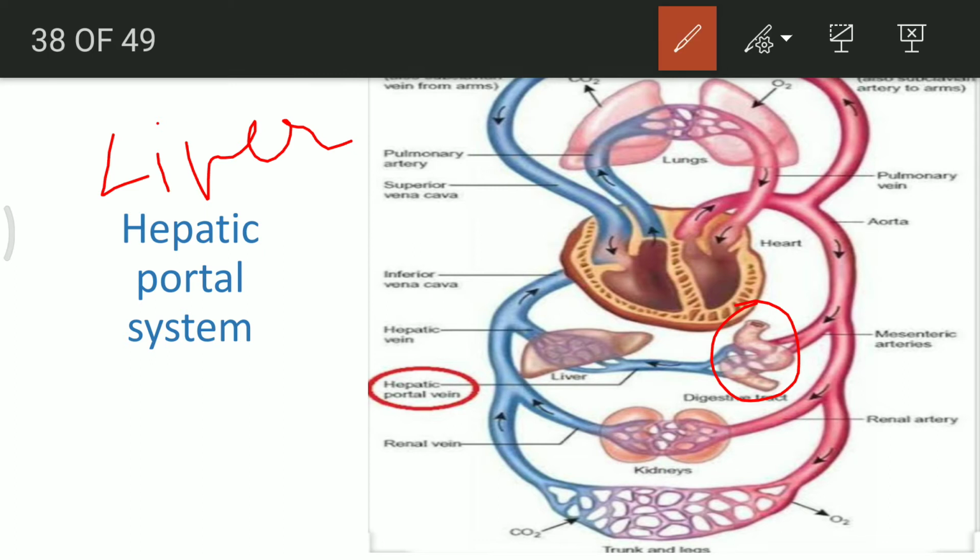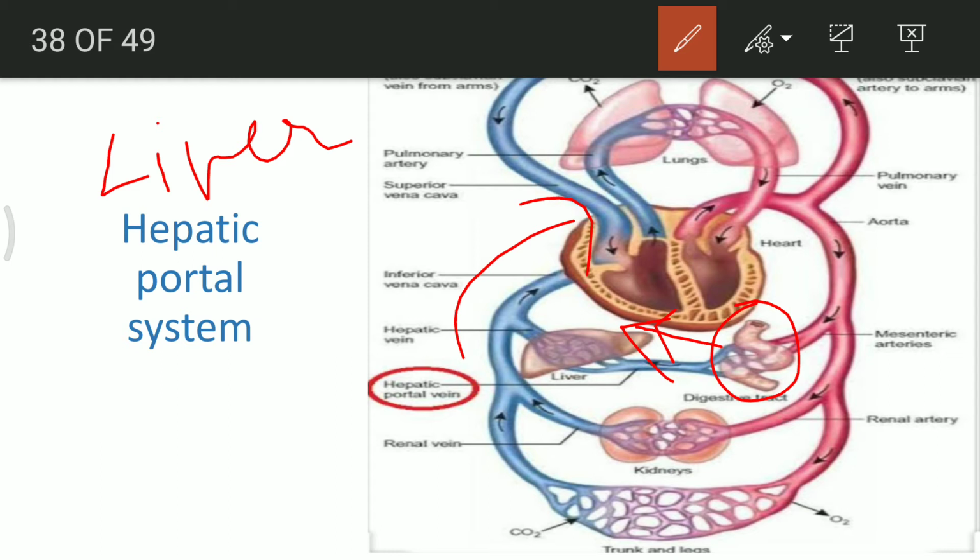When the vein is passing through the liver, this is the hepatic portal vein. While coming to the liver, it contains glucose and amino acids, and the function of the vein is to deposit all the glucose and amino acids in the liver, and just the deoxygenated blood is forwarded back to the heart. So this entire process is known as the hepatic portal system.